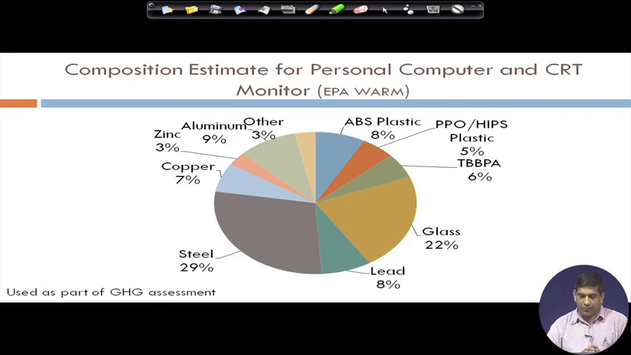But now the composition estimate for personal computers and CRT monitors, as we can see over here: there is some lead, there is glass, TBBPA, plastic, PPO and HIPS plastic, ABS plastic, aluminum, zinc, copper, steel. So as you break it down further, you see that there are lots of different components. Most of it could potentially be recycled. Some of this which could not be recycled or recovered has to go to a landfill, and based on the waste characterization, we can decide whether it will go to a hazardous waste landfill or a regular landfill.